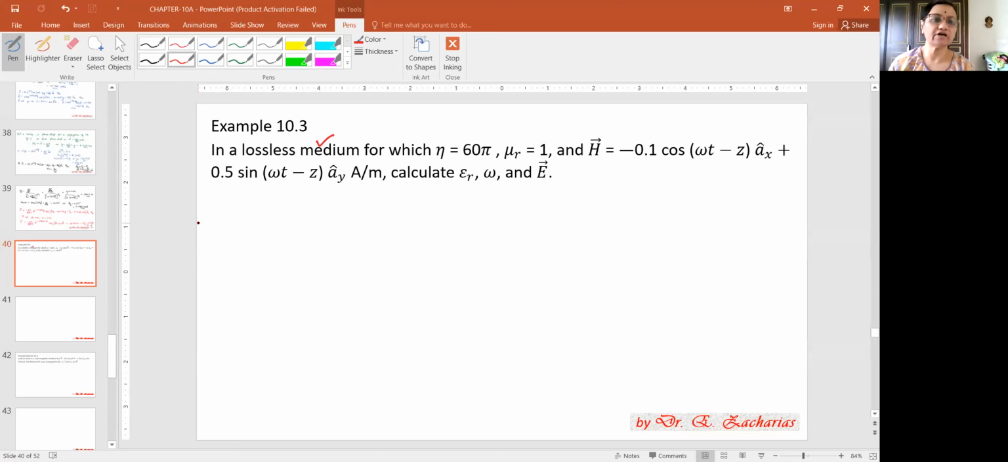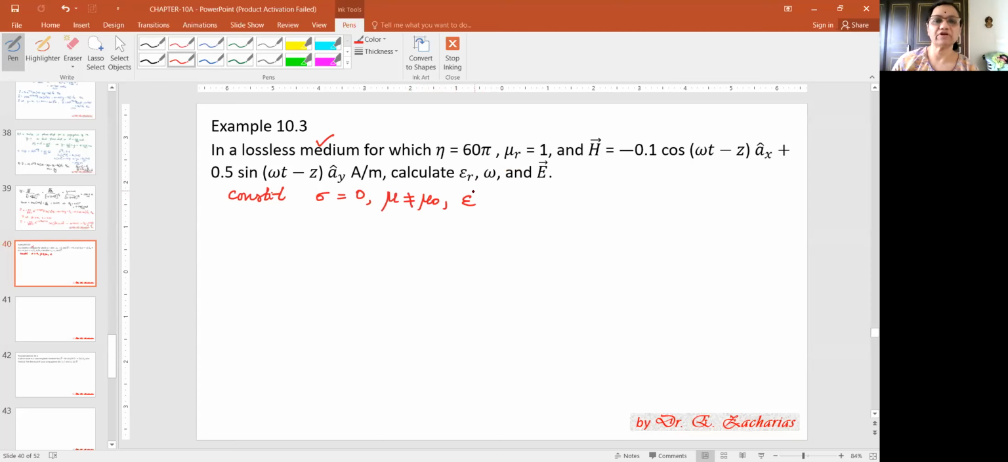Till now we did three problems on lossy medium. So, this is lossless. And what is the meaning of lossless medium? First, if I write the constitutive parameters, what will I write? Sigma equal to 0. And then the problem says that mu is not equal to mu naught. And then sigma also we don't know, epsilon also we don't know.